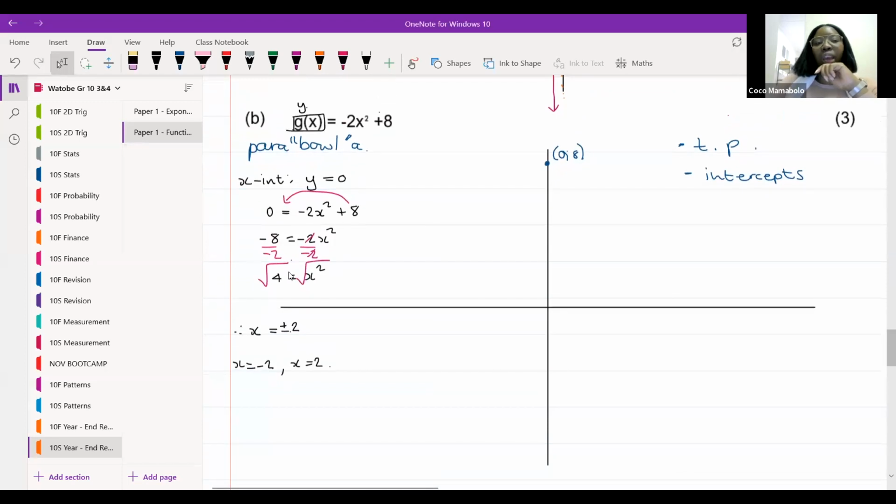Turning point means where our graph, remember it's a parabola, so it's going to look like a bowl, my sweetie. It's going to look like that. Our turning point is that lowest point on our graph, or if it looks like this, our turning point is going to be that highest point on the graph. Okay, thank you. You're very welcome.